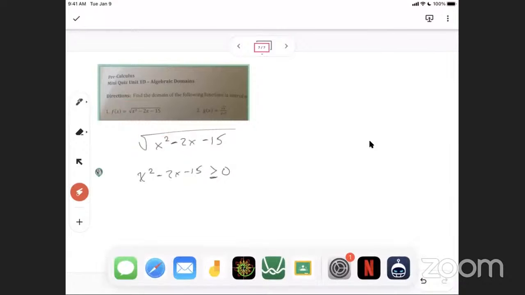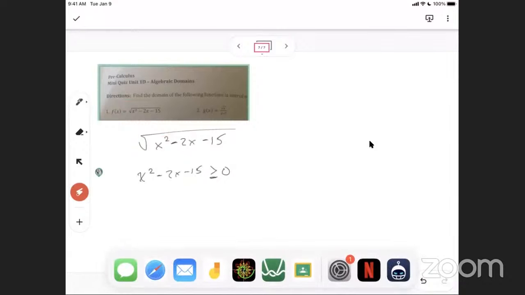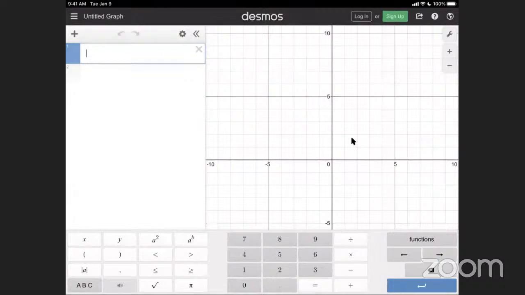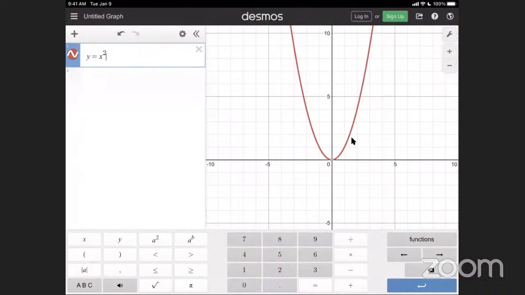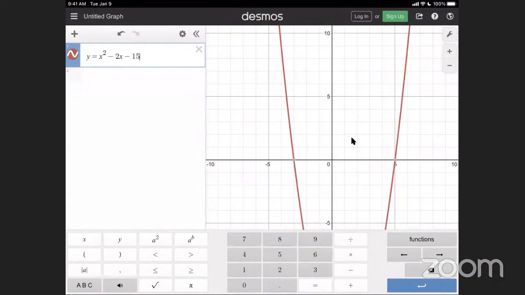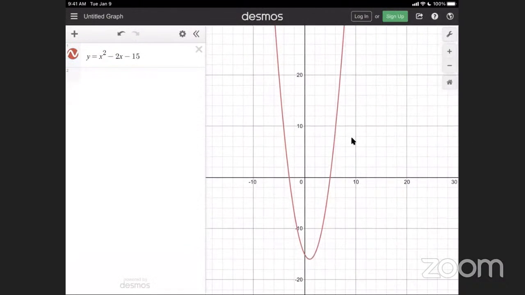So let me just jump over real quick to a graphing calculator. And let's take a look at what it looks like. I'm using Desmos right now. So if I plug in y equals, I'm plugging in this formula, x squared minus 2x minus 15. And tell me what you notice about this graph. Where is that graph greater than or equal to 0? Can you see where?